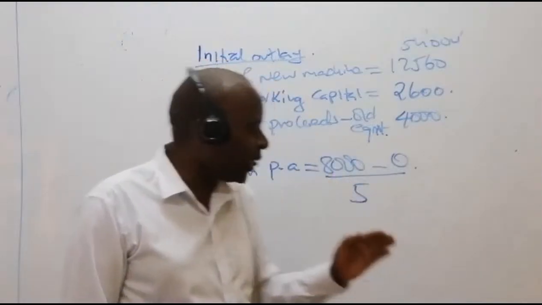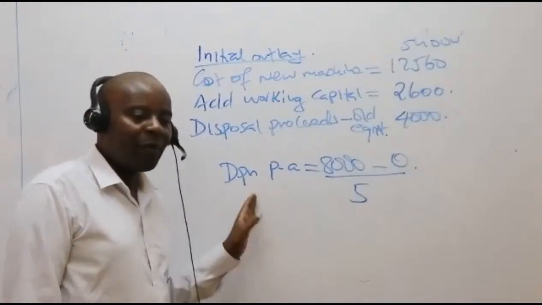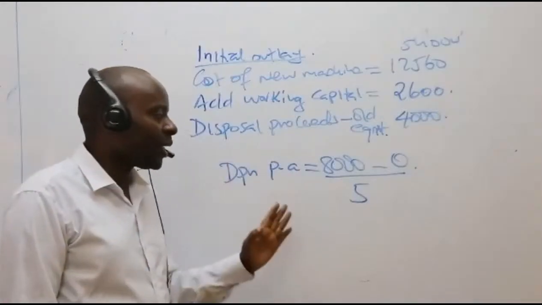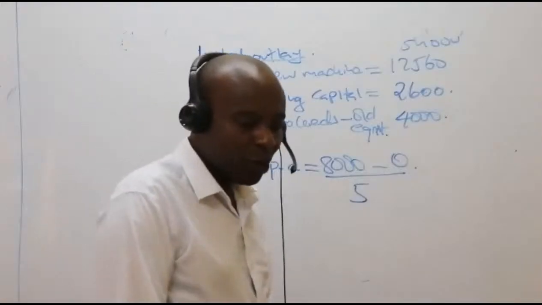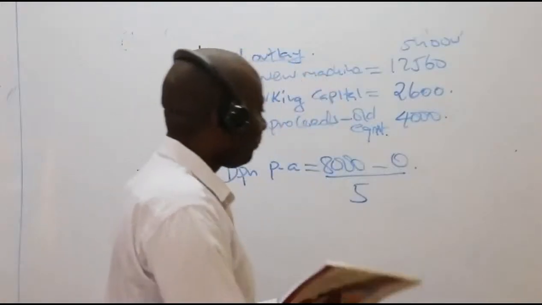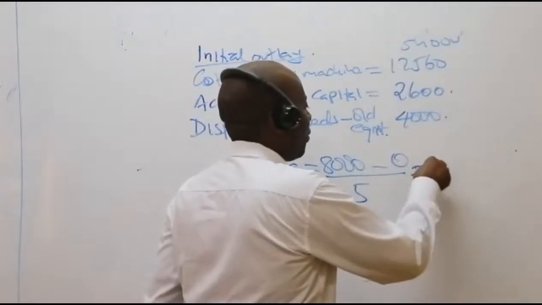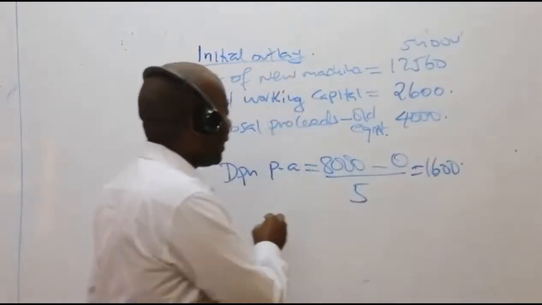But initially, this is where we are. Remember, we are making this estimation initially. So 8,000 minus 0 divided by 5. This will give me what figure? They're telling me it's 1,600. 1,600. So how do we get net book value?